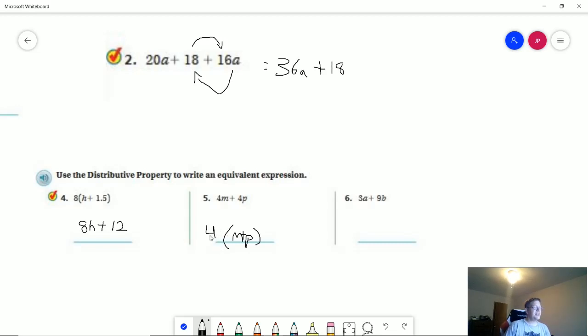So then when I go to check this, I would do 4 times m, that would give me my 4m, and 4 times p would give me 4p. For this one, we're going to use the same strategy, but our greatest common factor for 3 and 9 is going to be 3. That's the number that goes on the outside. A is going to go by itself, but I'm going to do 9 divided by 3, which gives me the answer 3. Because again, when I multiply this, I need to get 3 plus 3 here to get the 9 for the coefficient in front of my variable b.